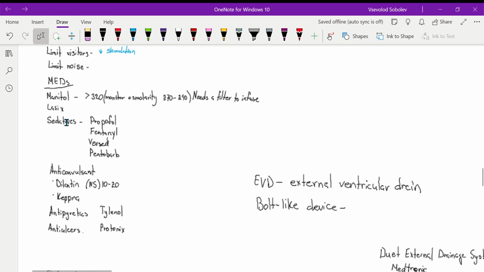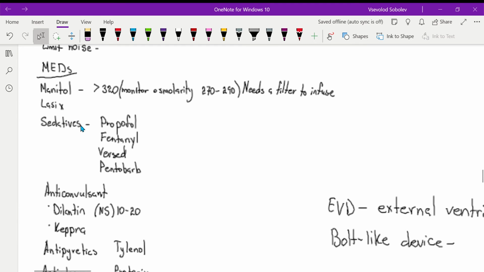Meds that you would give. Again, you can give mannitol, and you would strive for osmolality around 320, but not more, because it will become ineffective. You can also give 3% saline. That will be hyperosmolar, followed by Lasix to help excrete extra fluids.